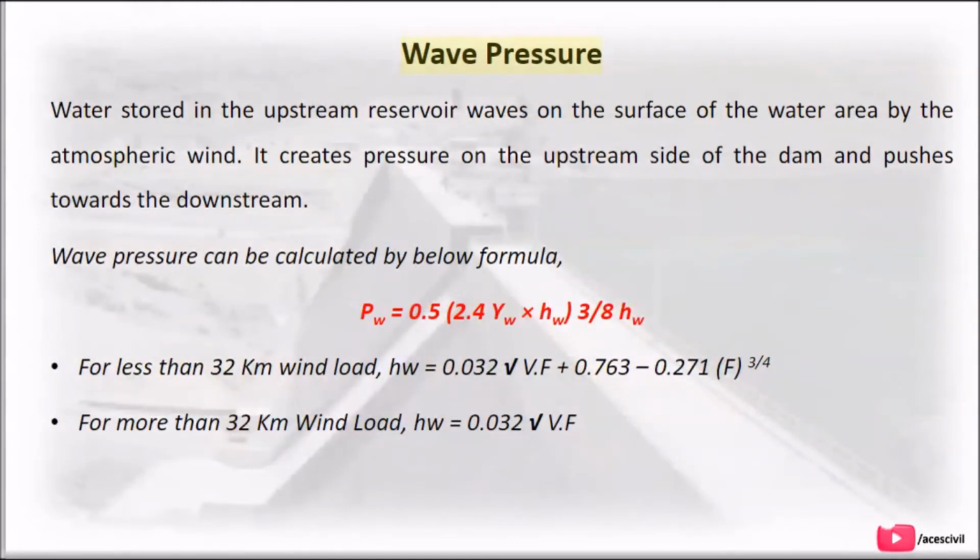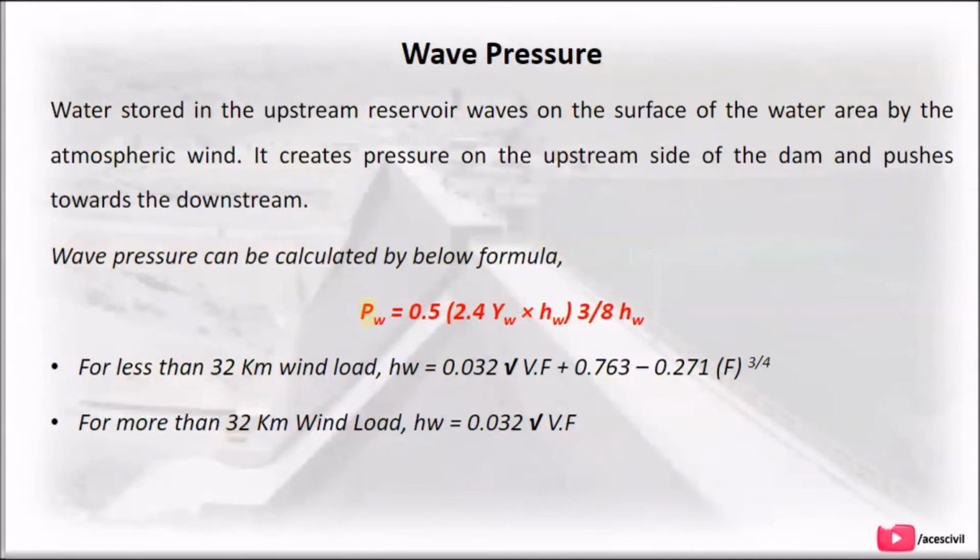Wave pressure. Water stored in the upstream reservoir waves on the surface of the water area by the atmospheric wind. It creates pressure on the upstream side of the dam and pushes towards the downstream. Wave pressure can be calculated by the below formula.